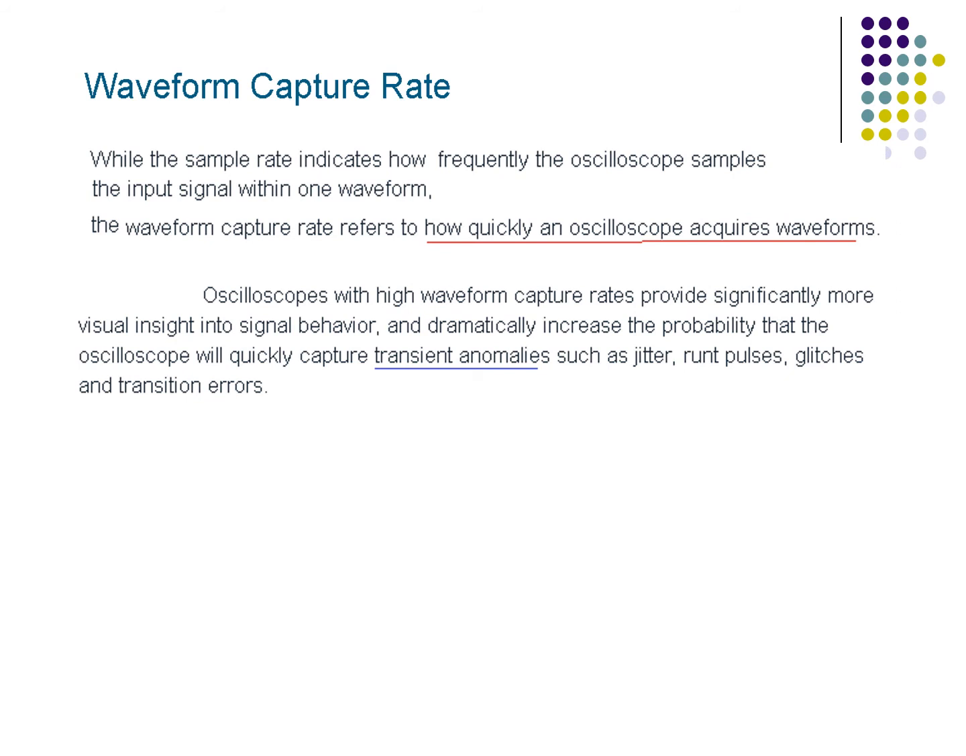And finally, we have a term called waveform capture rate. Now, while sample rate indicates how frequently the oscilloscope samples the input signal of a waveform, the waveform capture rate refers to how quickly an oscilloscope acquires waveforms. Remember that the signal or the wave is changing, so how many waves per second this can capture, that capability is called the waveform capture rate. And oscilloscopes with a higher capture rate can easily show quick changes like transients, jitters, glitches, etc. in the reproduced signal.